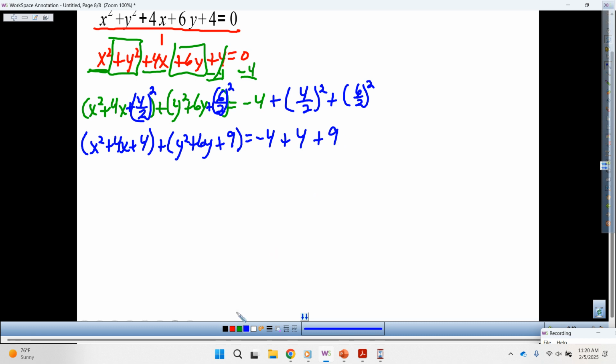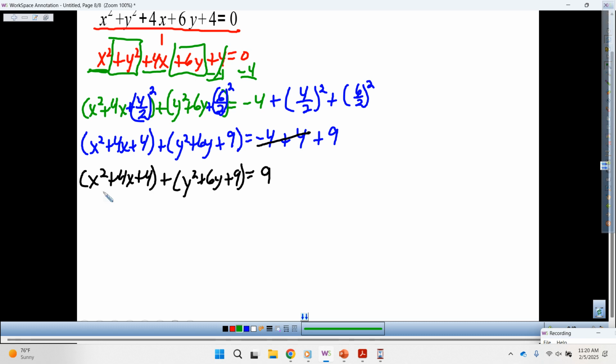Can we simplify the right side? Yes, Mr. Q, cross out the 4's. That leaves us with 9. Bring everything else down: x squared plus 4x plus 4, plus y squared plus 6y plus 9. Are we there so far? Yes, Mr. Q. All right.